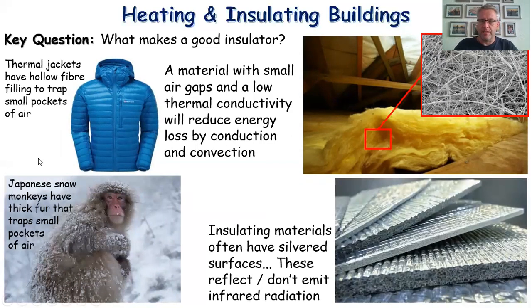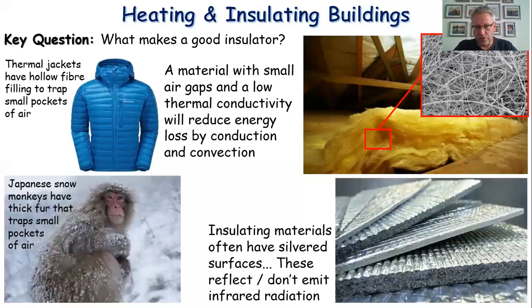But the other thing is that heat can also transfer by radiation. So insulating materials often have silvered surfaces, and these reflect infrared radiation. They don't emit or absorb infrared radiation. So very often you would get the insulating material and you would have a shiny surface on one or both sides, so that we're not only stopping conduction and convection, but we're also stopping radiation.